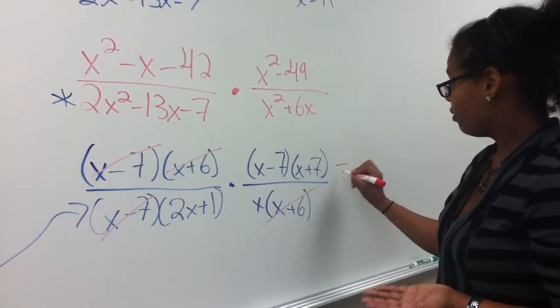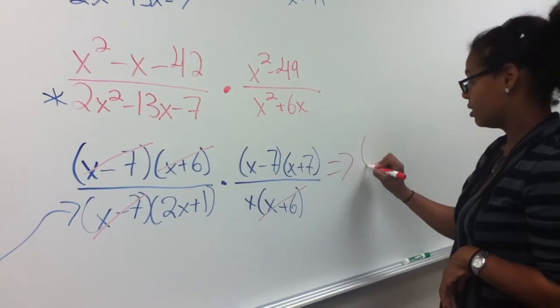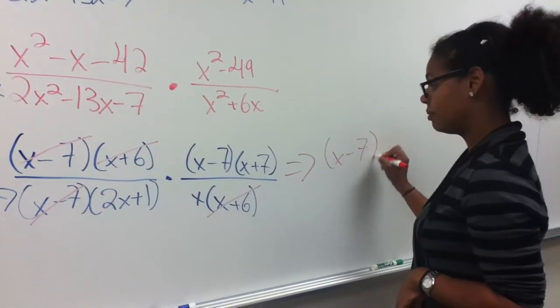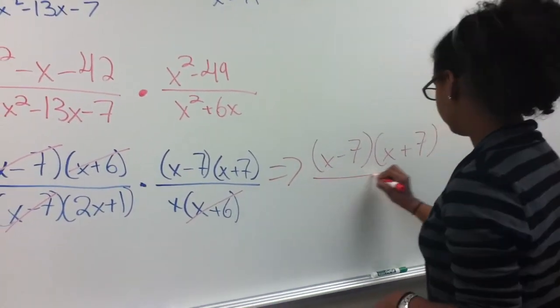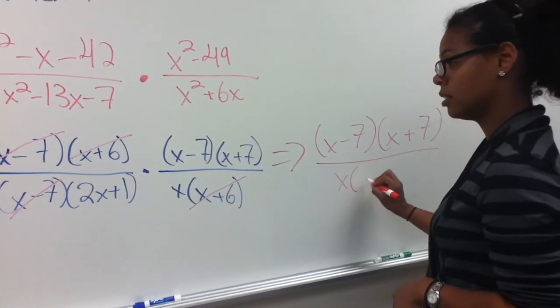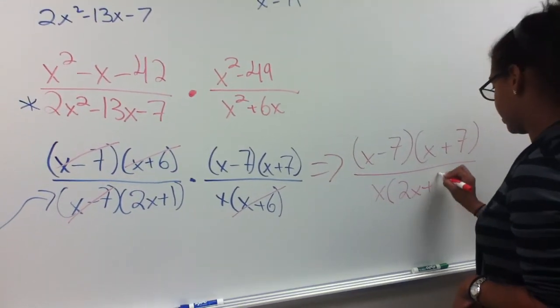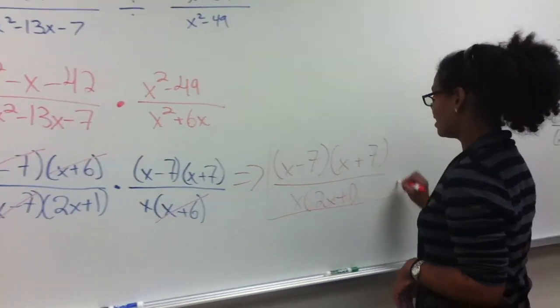So we're going to be left with a final answer that reads x minus 7, x plus 7. And on the bottom, we're going to have x, 2x plus 1. And that's how you solve this problem.